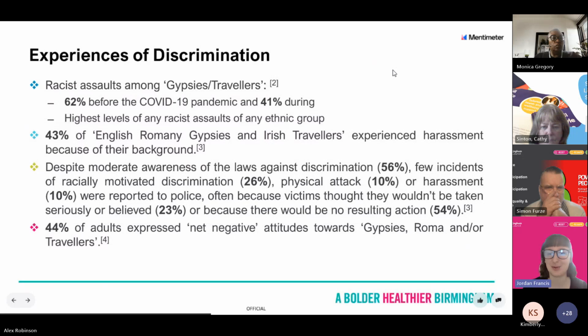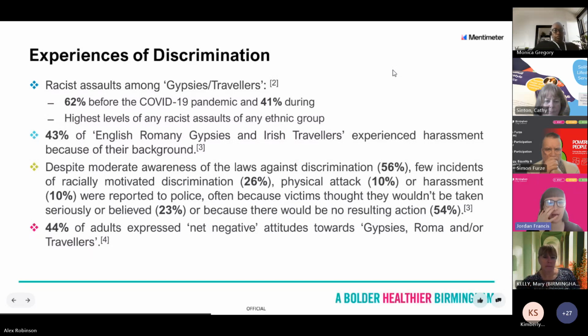I wanted to start with experiences of discrimination because this is something that comes up, unfortunately, in every single area of the report and has huge impacts on every aspect, whether it was schooling, access to healthcare services, or mental health. These experiences of racism and discrimination were a huge part of this report. Among people from English, Romany, Gypsy and Irish Traveller backgrounds, almost half experienced harassment purely based on their background. In terms of racist assault for ethnic groups, people from Gypsy and Traveller backgrounds had the highest reported amount.